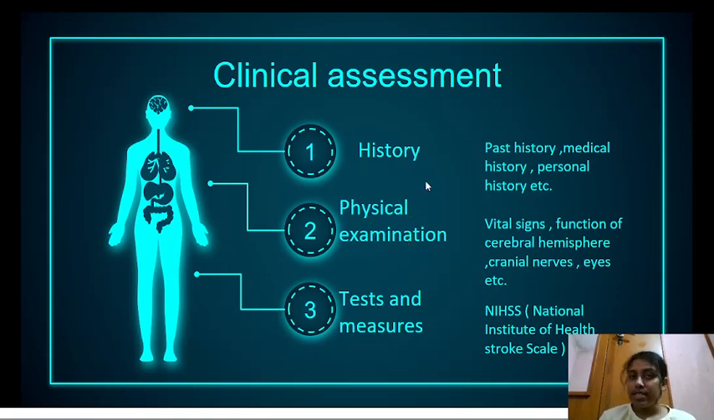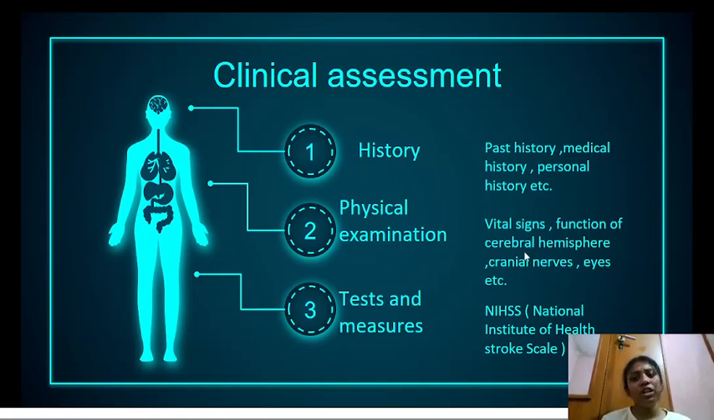History involves past history, medical history, and personal history. There are many more histories. Past history means whether the patient has a family history, whether anyone else in the family has had a stroke or not. Medical history involves whether the patient has any other diseases like diabetes, which can worsen stroke. Personal history involves whether the person has any drinking or smoking habit, which may have caused the stroke.